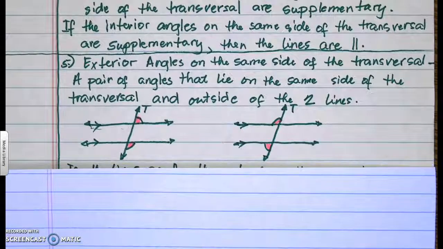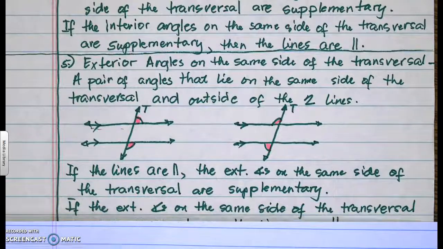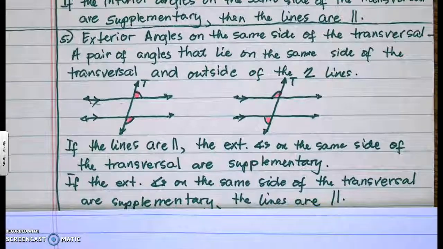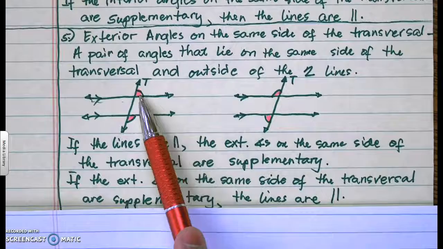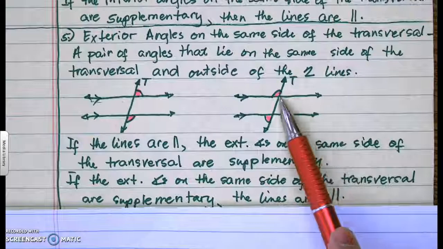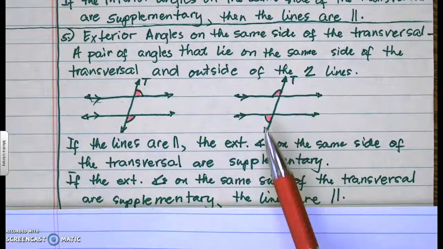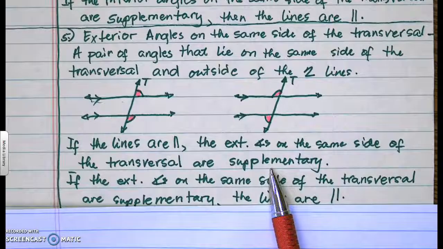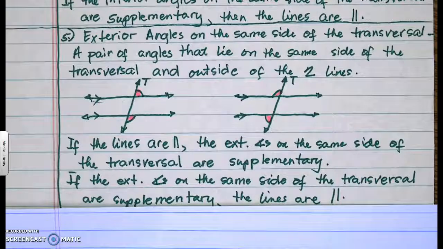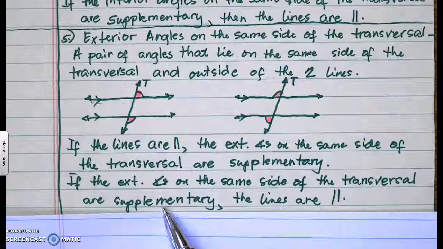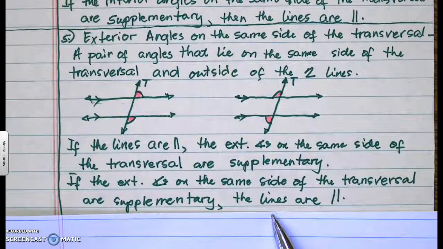Now we said that if the lines are parallel and they are cut by a transversal, their exterior angles on the same side of the transversal are going to be supplementary. So once again, let's say this is 80 degrees, then this should be 100 degrees. If this is, let's say, 120 degrees, then this should be 60 degrees. Why? Because their sum must total 180 degrees, which will make them supplementary. The converse of this conditional statement is also true, which is, if the exterior angles on the same side of the transversal are supplementary, you can conclude that the lines that have been cut by a transversal are parallel lines.